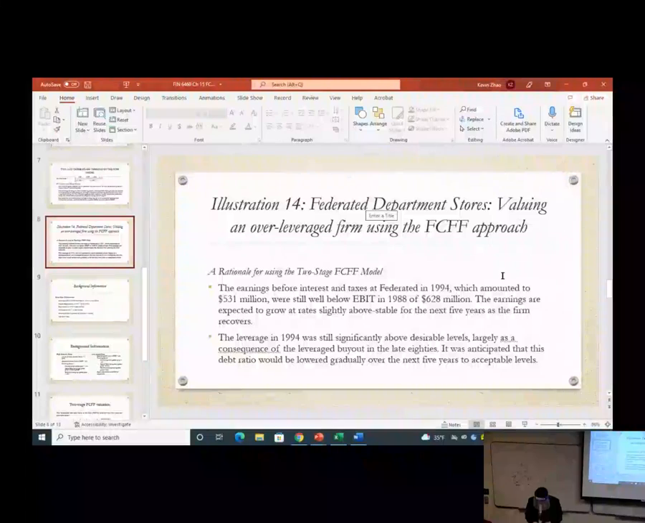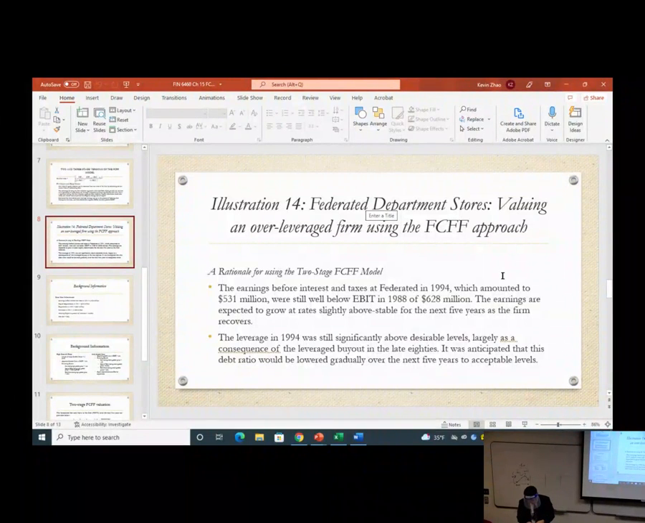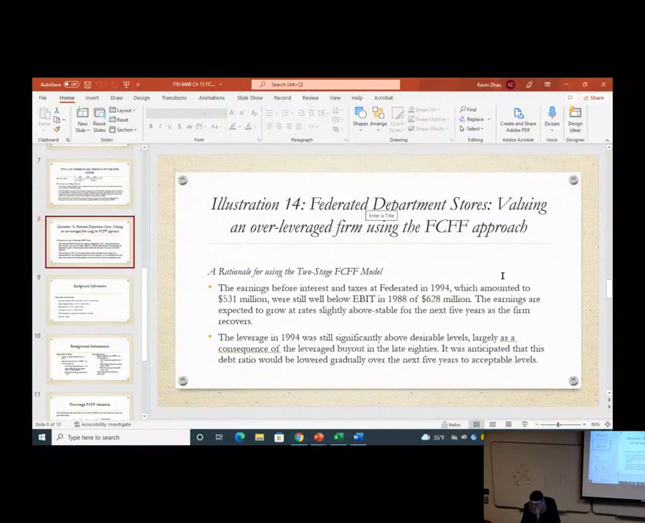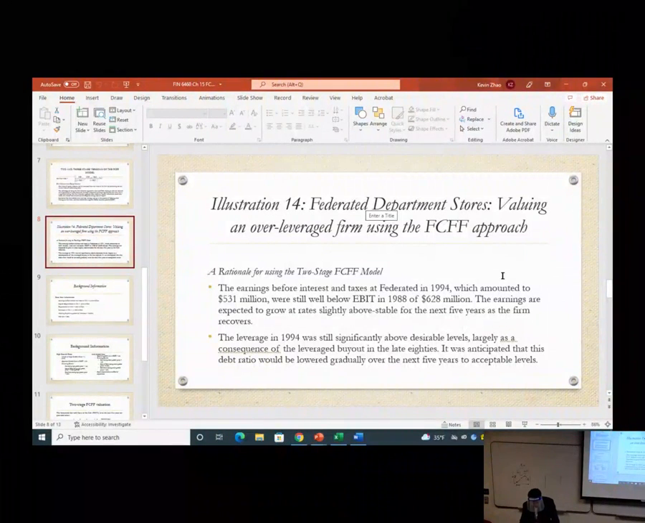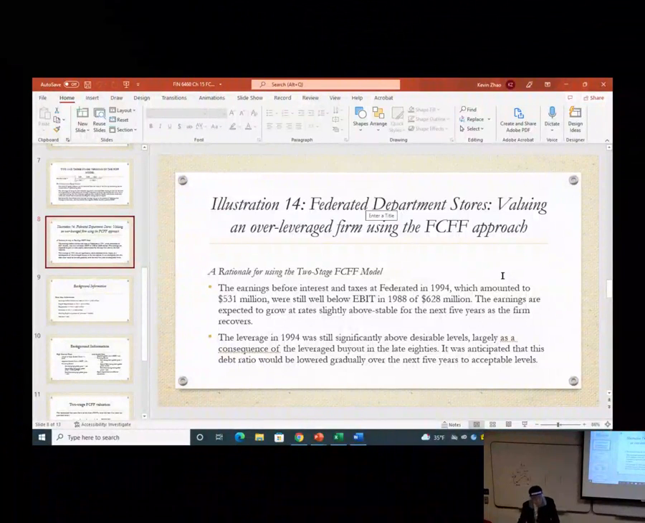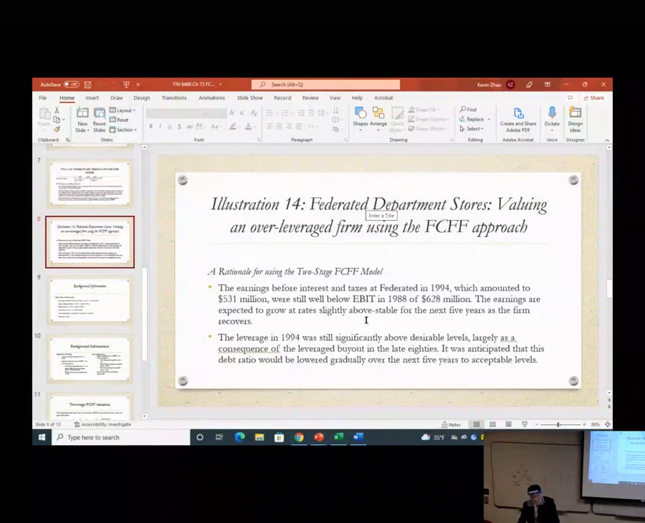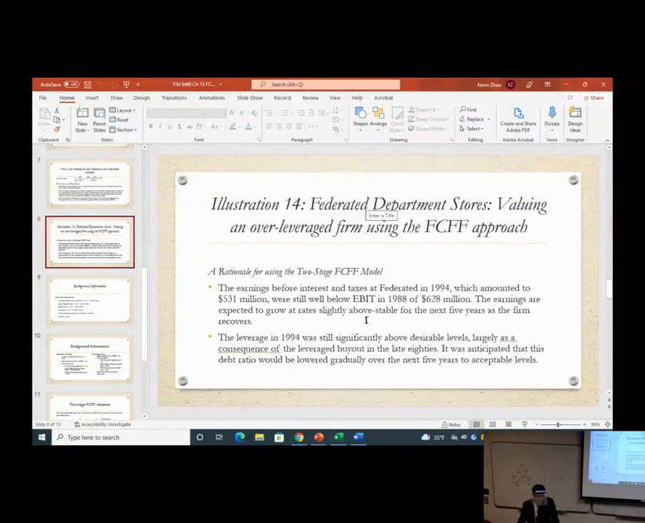And the leverage in 1994 was still significantly above the desired level, largely as a consequence of the leveraged buyout in the late 1980s. It was anticipated that this debt ratio will be lowered gradually over the next 5 years to an acceptable level. When you say acceptable level, what would that be? That would be the industry average. Industry average would be the so-called acceptable level.